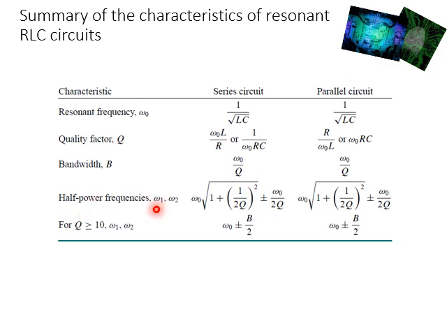Okay, for half power frequency, for a low Q circuit, we can use this equation, but for a high Q circuit, we can use this approximation equation, omega naught plus or minus B over 2. Similarly for the parallel circuit, we can use this equation. So omega 1 is omega naught minus B over 2, omega 2 is omega naught plus B over 2. So the only difference is in terms of quality factor for series and parallel, which is, if we remember one, then we can remember the other one, which is the reciprocal of that value.